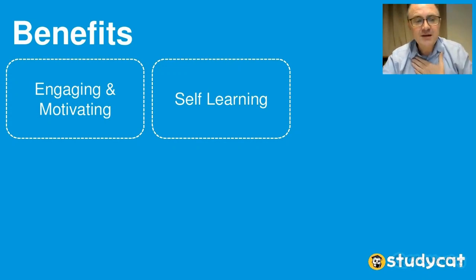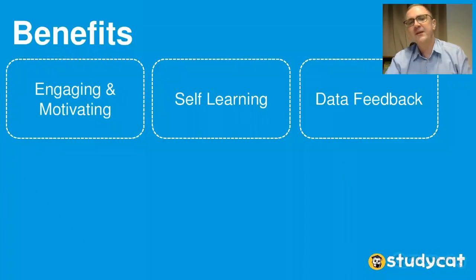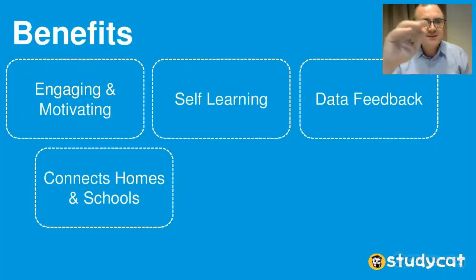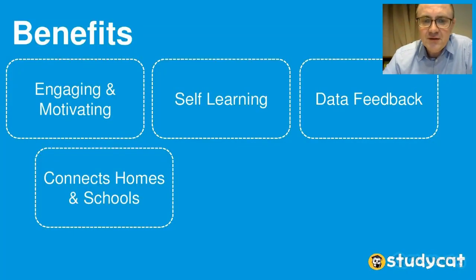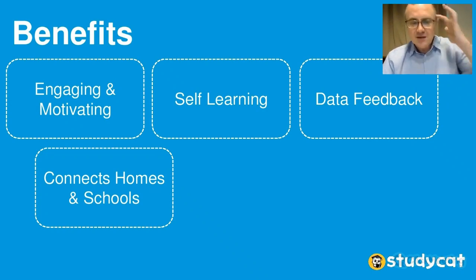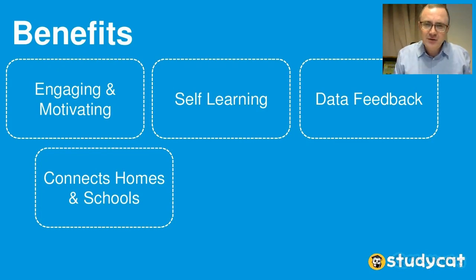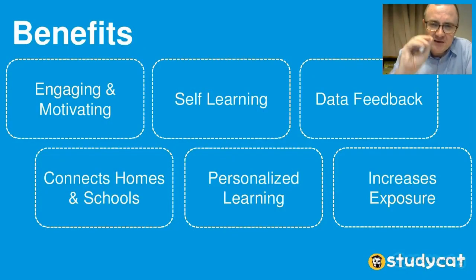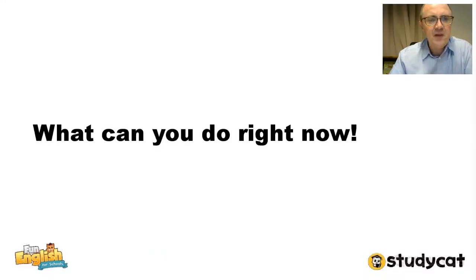It encourages self-learning, which is what we want. And my next session is much more practical than this one, but it's on learning to learn. What can you do in the classroom to help your kids learn on their own? It has data feedback. It means that we get data on learning, which means we can create better learning experiences for our kids. It connects schools and homes, so parents are now finally able to see what is happening, rather than you get 2 minutes to tell the parent how your child is doing. Now the parents can see every day. It's personalized learning, it's focusing on the kids, and it is increasing exposure.